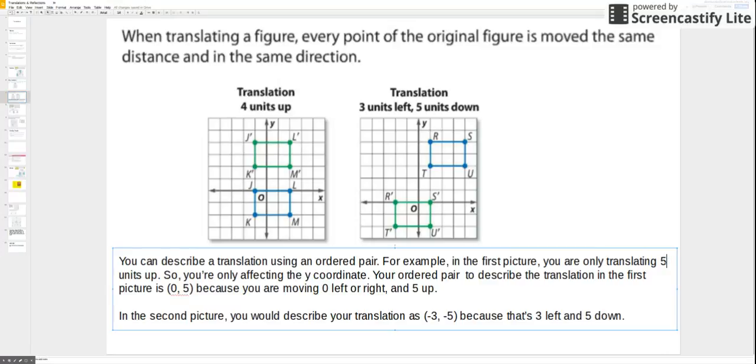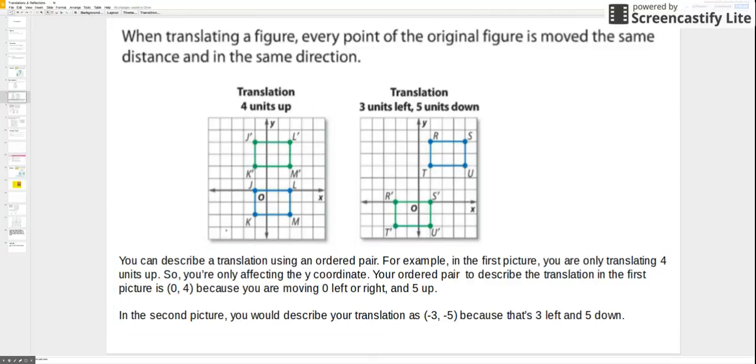Oh, I wrote 5 units. 4 units up. You're only affecting the Y coordinate. So your translation would be 0, 4, because you're moving 0 to the left or right, and you're moving 4 up. Okay, again, this would be the ordered pair to describe your translation. You are moving 0 left and right, and you are moving 4 up. Okay, you're moving 4 up for each of these.